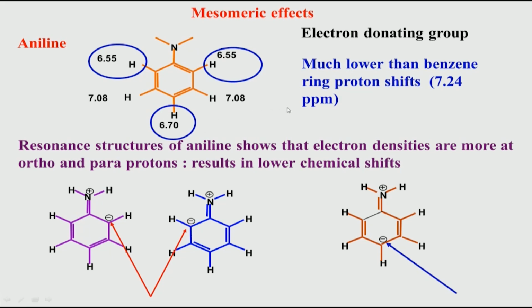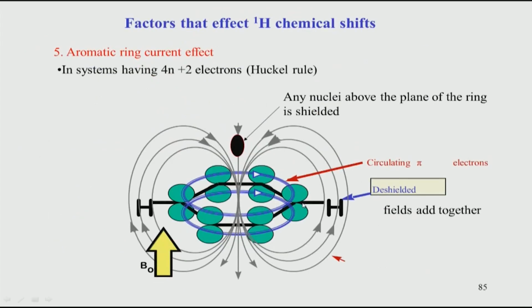You can find more examples in the different books which we looked at in the very first class, so I would recommend going through those examples. Typically this is how one can explain chemical shifts based on the electron withdrawing or electron donating nature of the functional groups. Now we look at another effect because of which chemical shifts change, and that is called the ring current effect. This is typically observed only in aromatic rings.